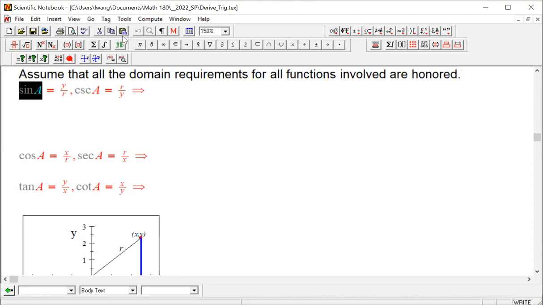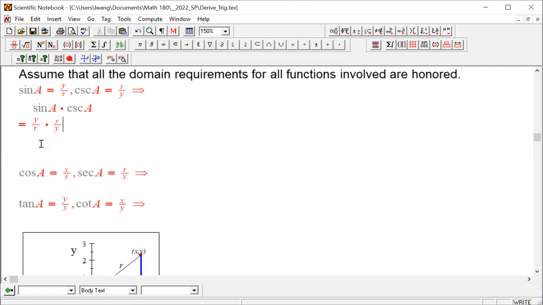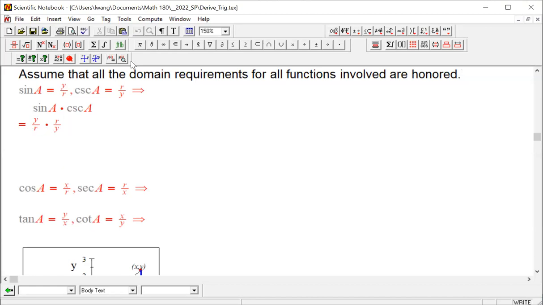So sine of A multiply cosecant of A. Okay. So please have your paper and pencil with you and derive it alongside with me. So sine of A is Y over R. And cosecant of A is R over Y, multiply. And Y reduces, R and R reduce, and therefore we get that equals 1, right? So this confirms that they are reciprocal to each other. So we get the identity: sine of an angle multiply cosecant of the same angle is equal to 1, okay? And we box it.